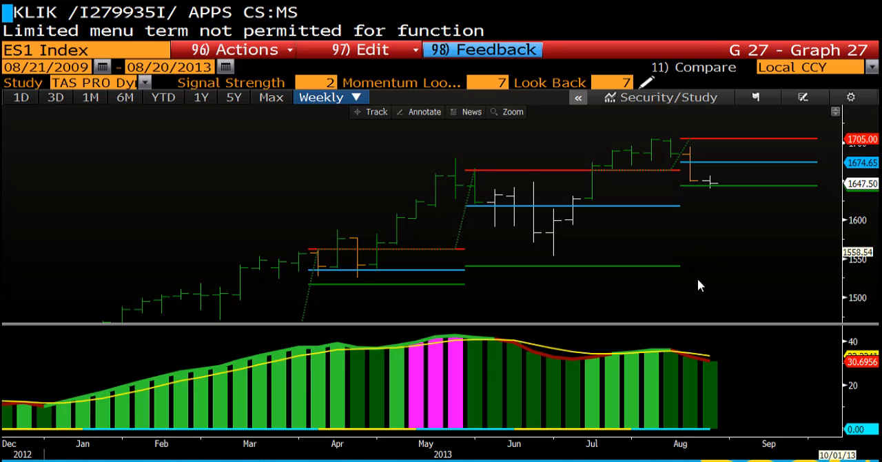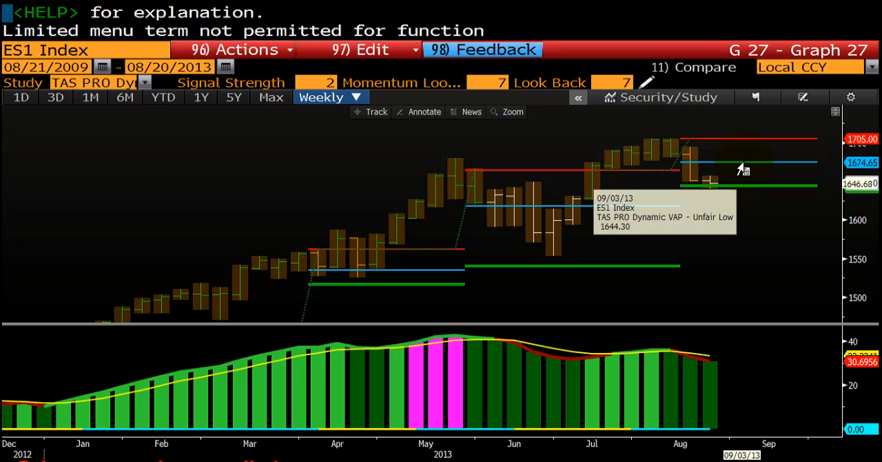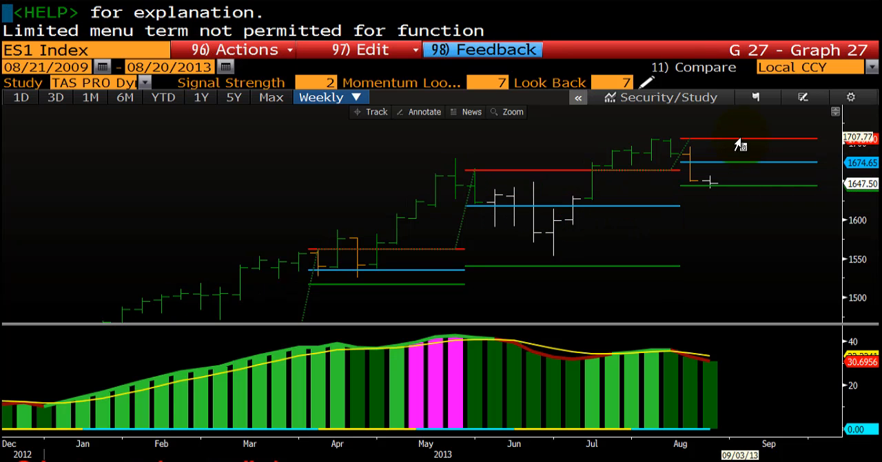This is a real-time charting example of exactly what I just talked about, analogous to real-time charts and what we call our unfair low, our POC, point of control, and our unfair high.